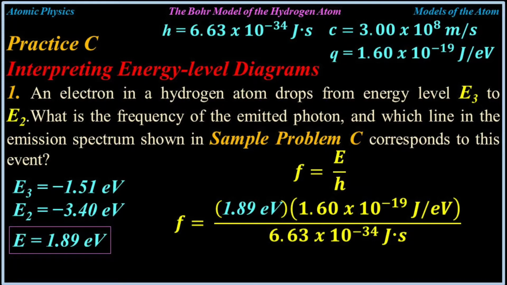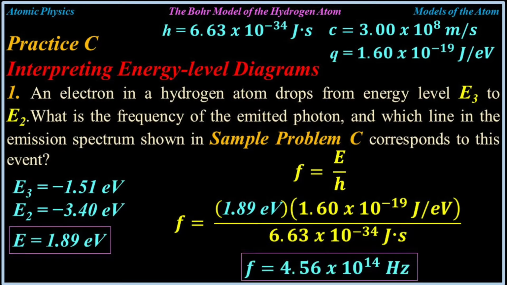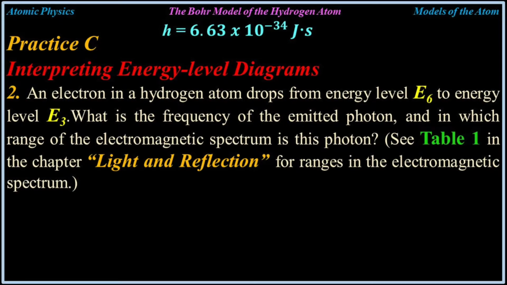And then f, you'll notice that 1.89 really is the only measurement. So that's the frequency, 4.56 times 10 to the 14th hertz. An electron in a hydrogen atom drops from energy level E6 to energy level E3. What is the frequency of the emitted photon, and in which range of the electromagnetic spectrum is this photon?